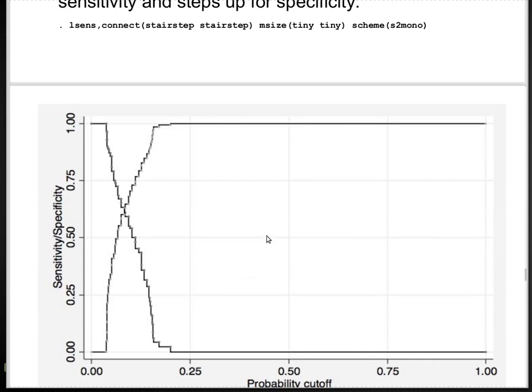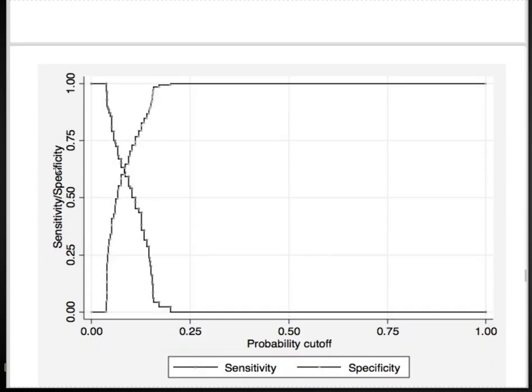So here is a graph of the sensitivity and specificity estimates as a function of the cutoff. And you can see that the sensitivity estimates decline as I increase the cutoff, whereas the specificity estimates rise as I increase the cutoff. And you may want to reflect on what exactly that means in this instance. So this is the range in which the cutoff really matters, right?